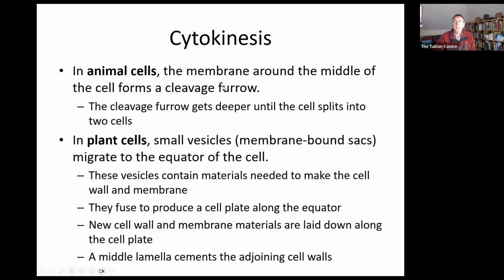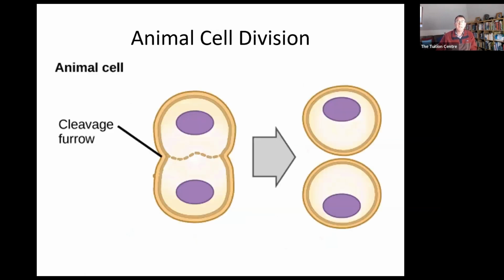Okay, so when it comes to cytokinesis, there's another slight difference in story between what happens in animal cells and what happens in plant cells. They like to ask this sometimes in terms of, do you understand what happens in plant cells? They don't normally ask you too much about animal cells because it's just so simple. This is what happens in animal cells.